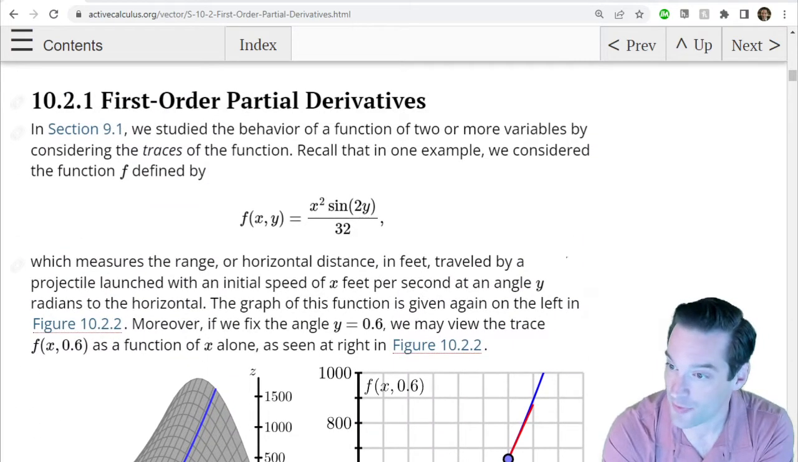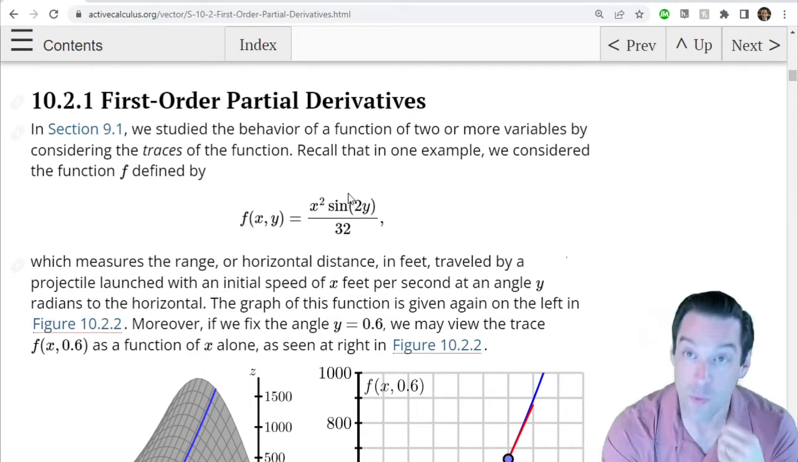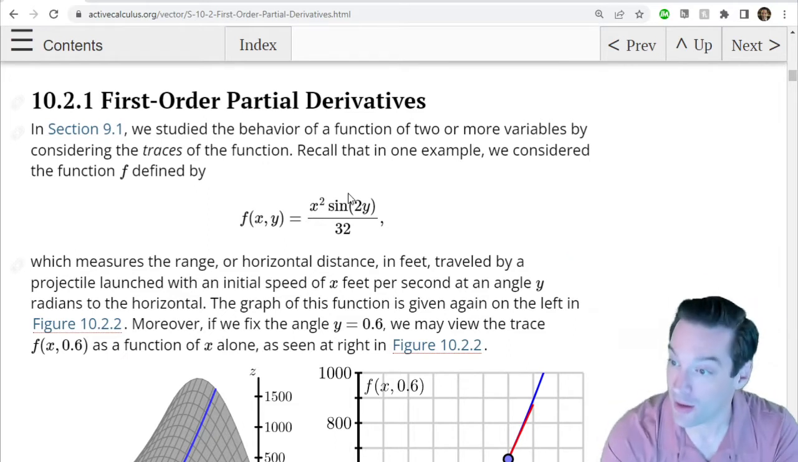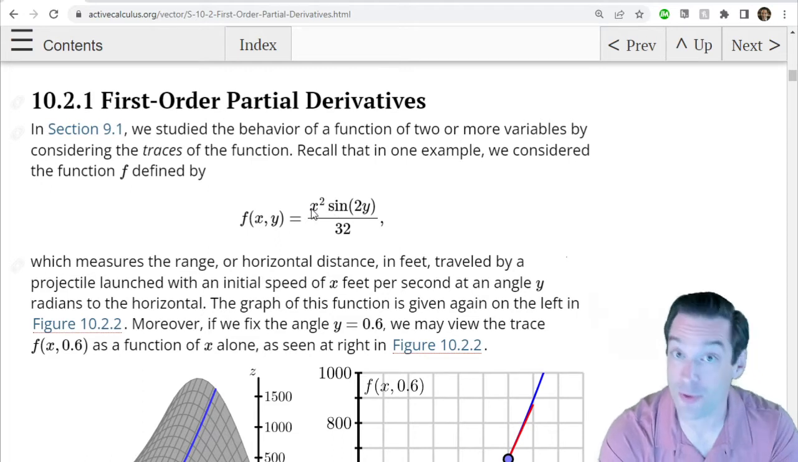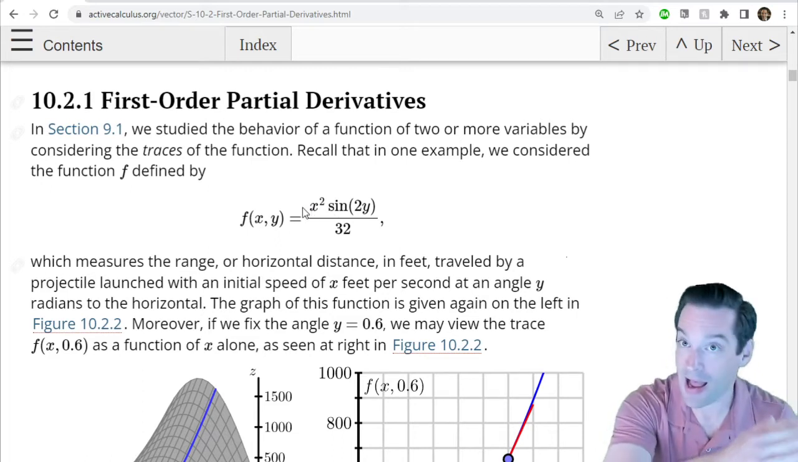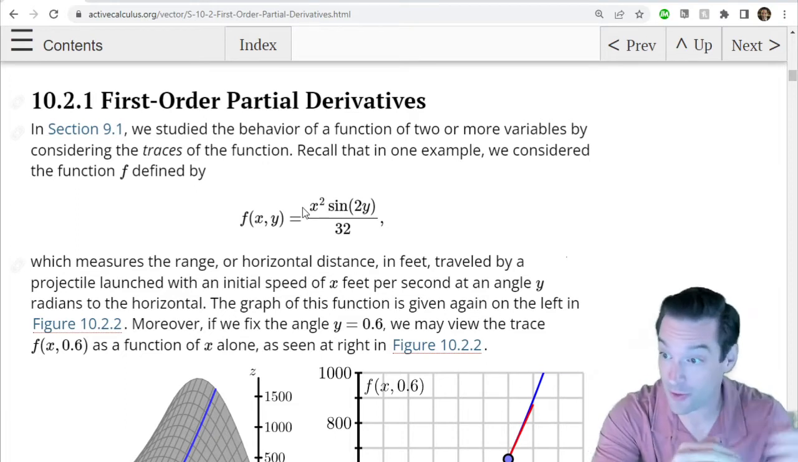So in this example from the text, we take this function of x and y, which purports to tell us how far a projectile is going to go if I have an angle of y as my launch angle, measured relative to the ground, and my initial velocity is x feet per second, right? So it depends on those two things. If I launch it with a higher initial velocity, then probably the range is going to be longer. It's going to go farther.